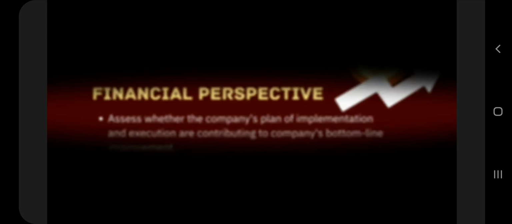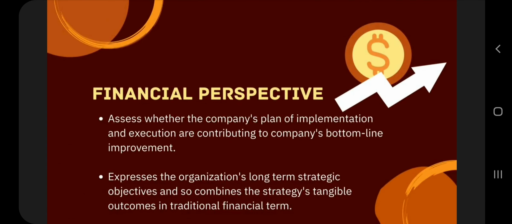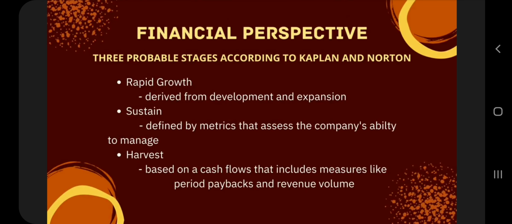The financial perspective assesses whether the company's plan of implementation and execution is contributing to the company's bottom line improvement. It expresses the organization's long-term strategic objectives and so combines the strategy with tangible outcomes in traditional financial terms. According to Kaplan and Norton, there are three probable stages under the financial perspective. These include rapid growth, sustain, and harvest.